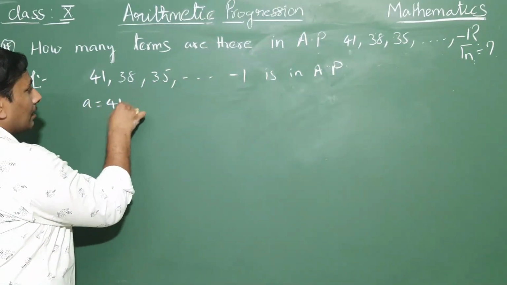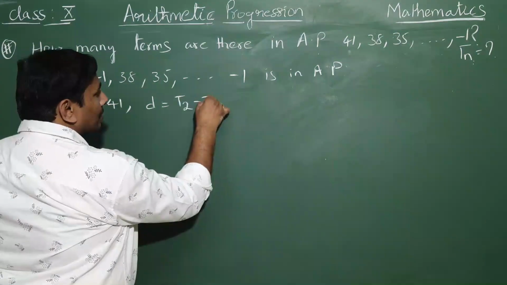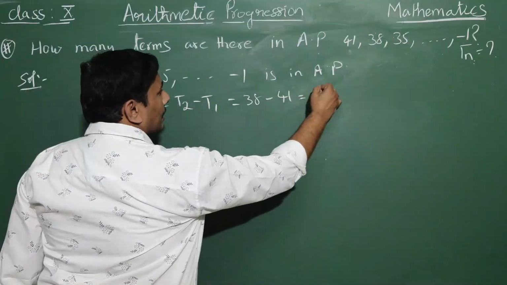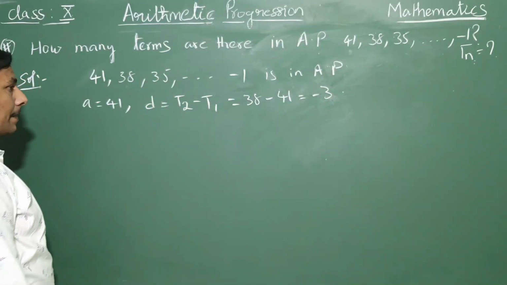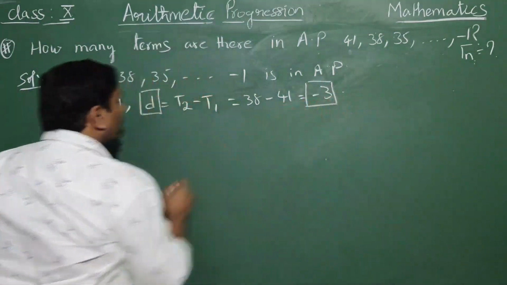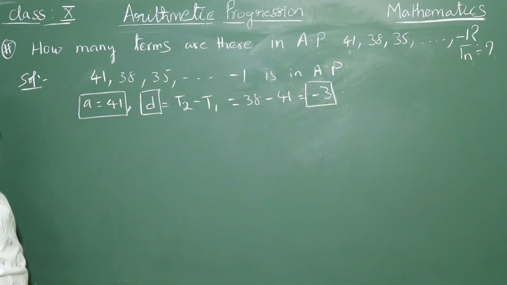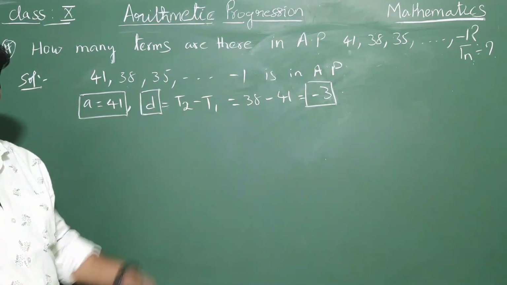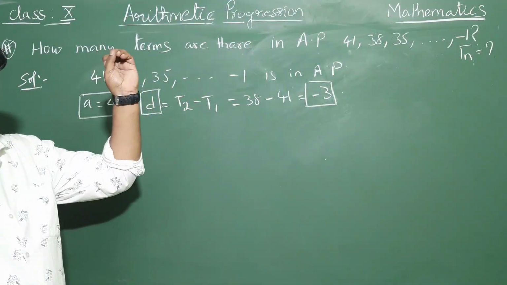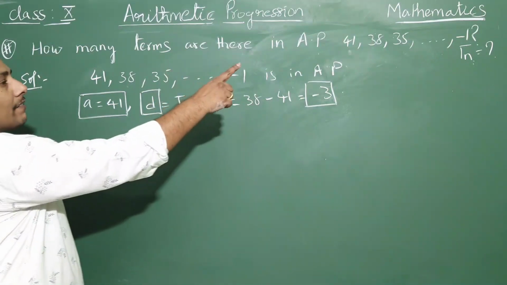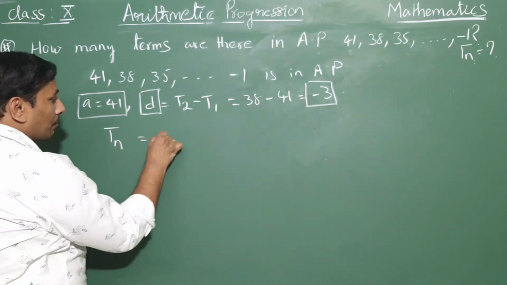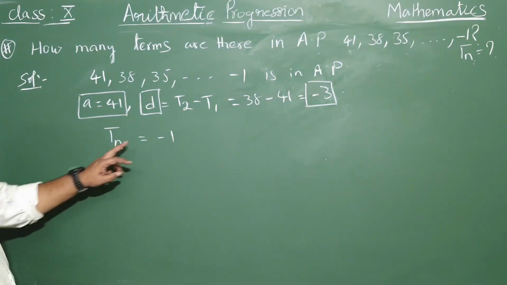A is equal to 41 and D is T2 minus T1. The second term is 38 minus the first term 41, so you will get minus 3. So the D value is minus 3 and the A value is 41. Now what we have to find out is the n value, how many terms are there. The given value for the last term is minus 1, so the last term Tn is equal to minus 1.